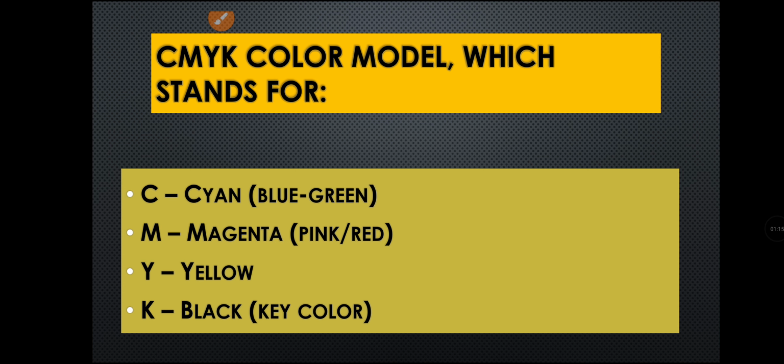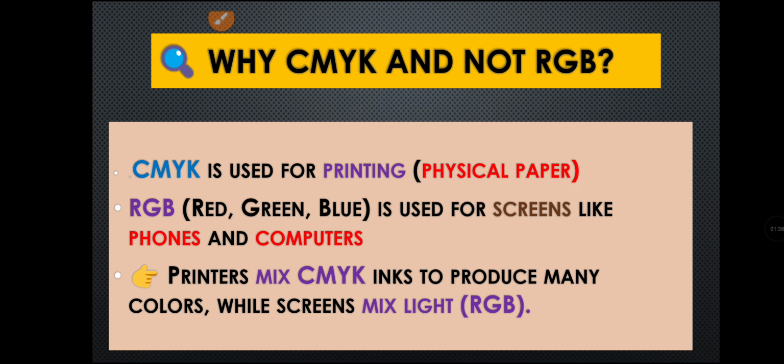Here I want to repeat once again. C is for cyan, which is the combination of blue and green color. M is magenta, which is a mixture of pink and red color, and yellow color, everybody knows. And K indicates black color, K for key color. The most important color in printing is black color.